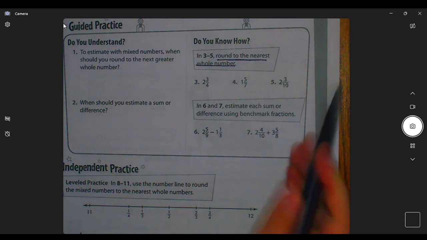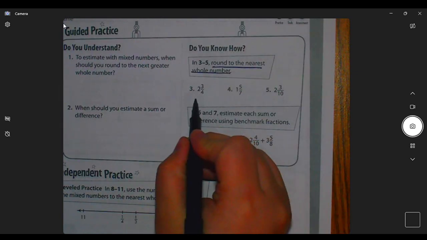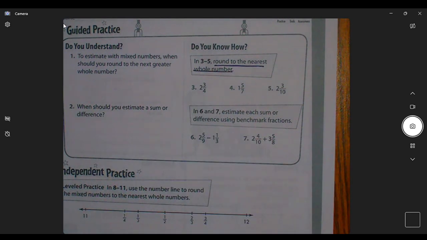So let's look at number 3, 2 and 3/4. Now the first thing I need to think of is 2 and 3/4, is 3/4 more than half? Is 3/4 more than half? Yeah, it is. So that means my whole number is going to round up to the next whole number. My whole number will round to 3.